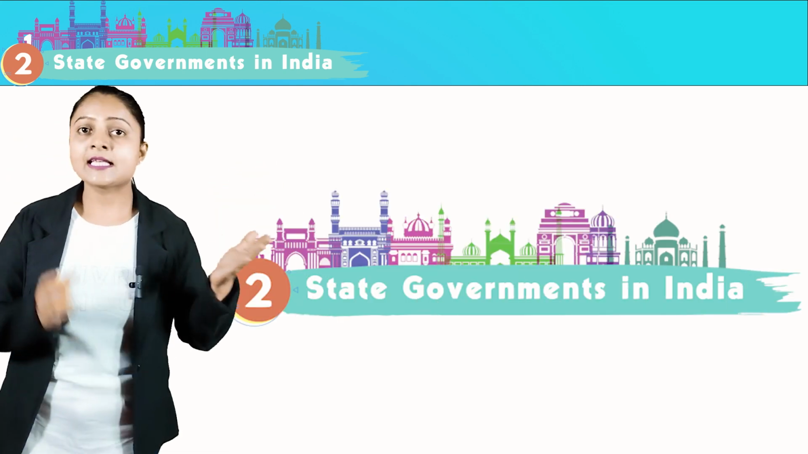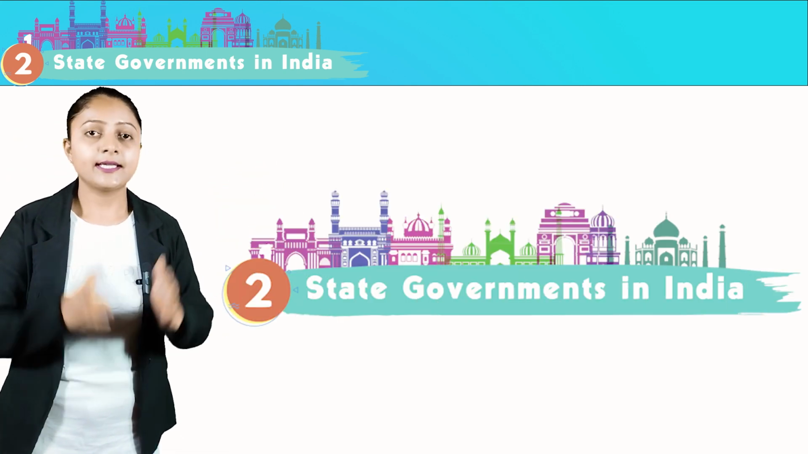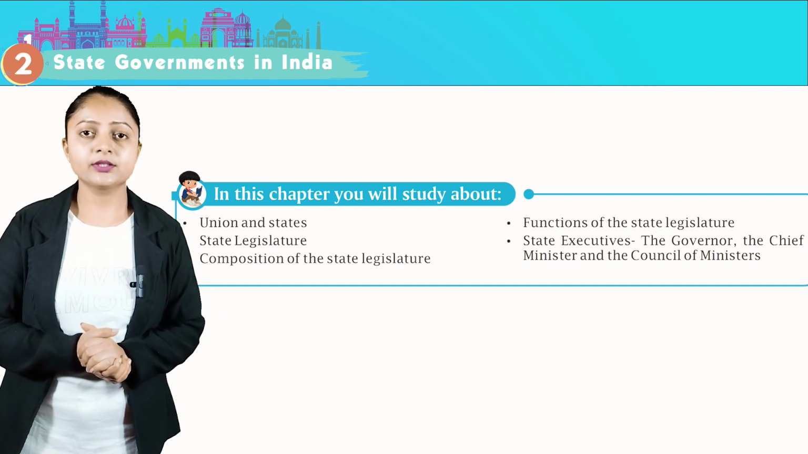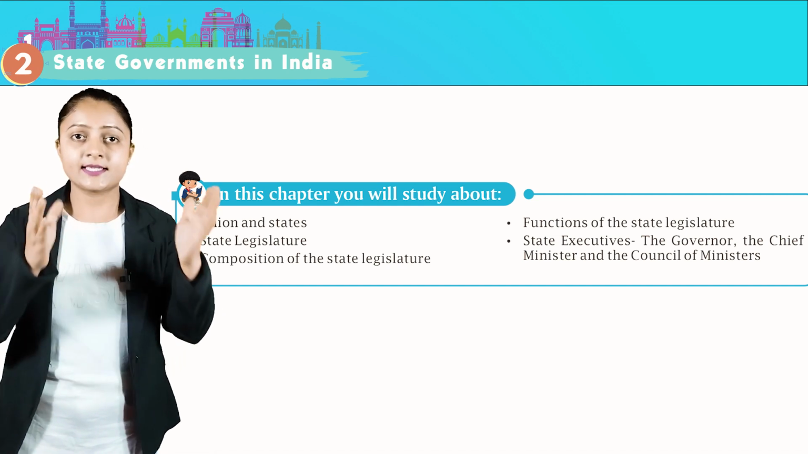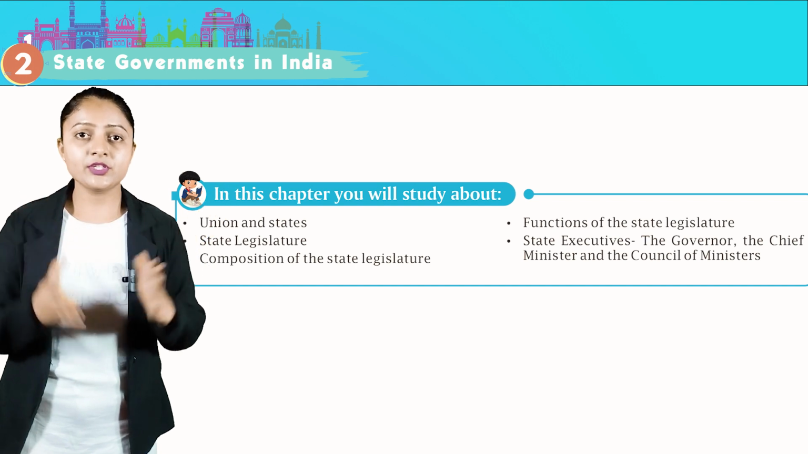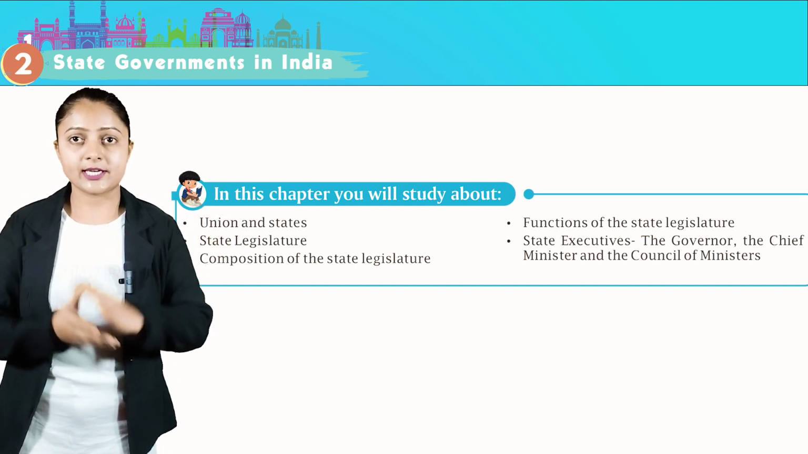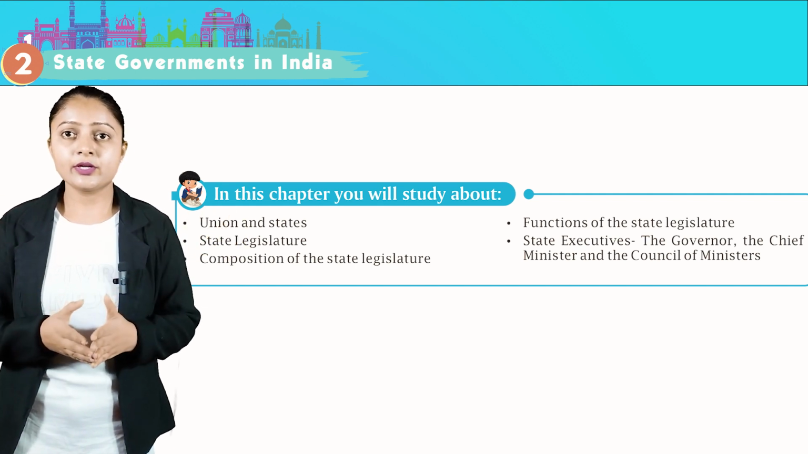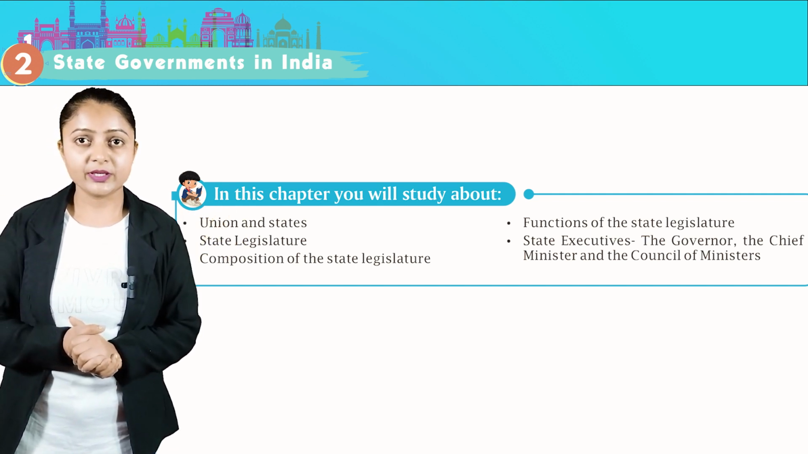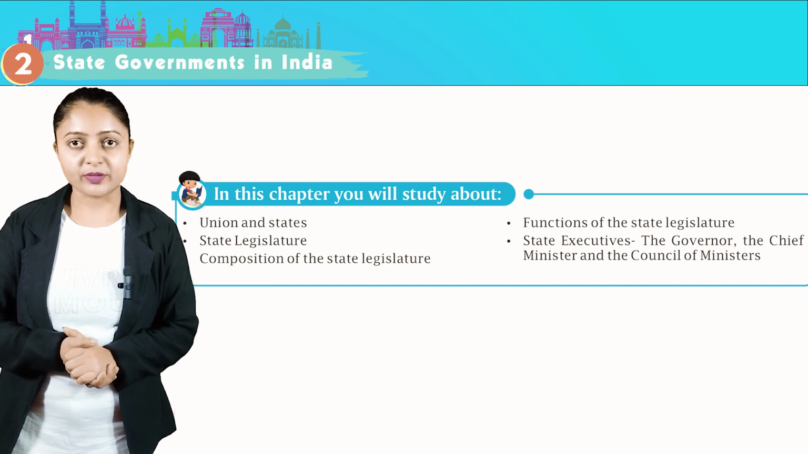We are going to start our chapter 2 of Civics, State Governments in India. In this chapter you will study about Union and States, State Legislature, composition of State Legislature, functions of the State Legislature, State Executives, the Governor, the Chief Minister and the Council of Ministers.